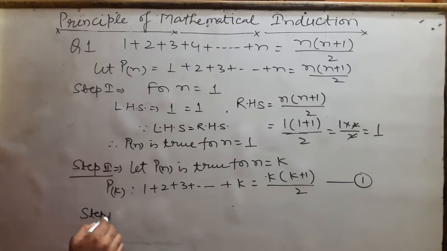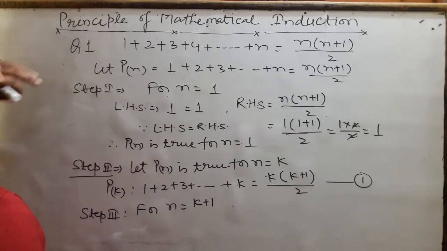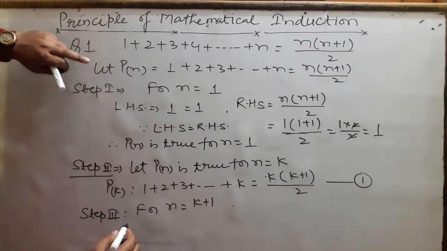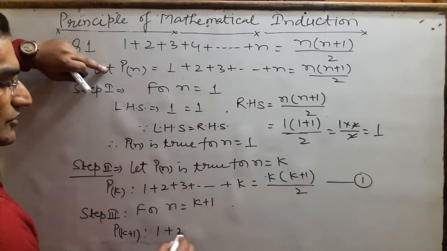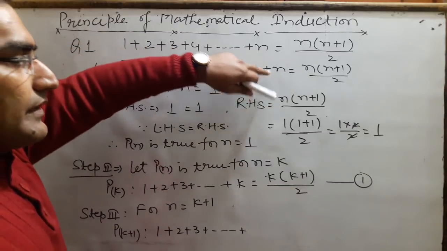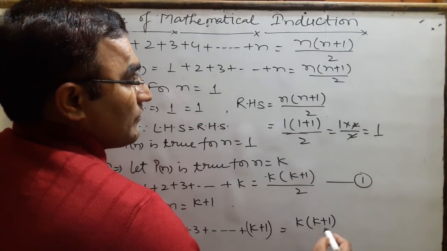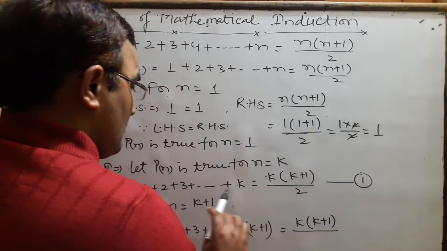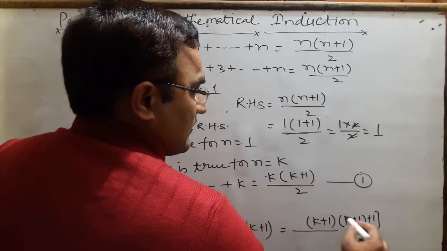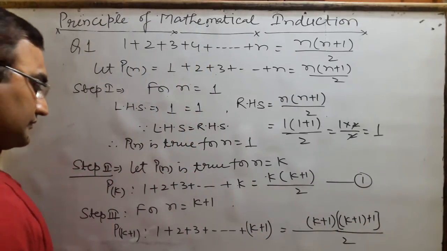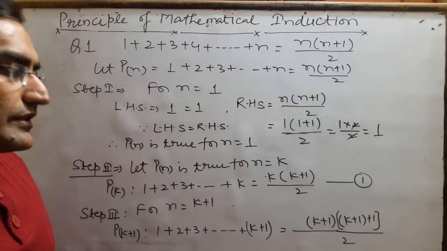Step third, for n is equal to k plus 1. Now substitute n is equal to k plus 1 in the given statement. It means Pk plus 1 such that 1 plus 2 plus 3 and so on, value of n is k plus 1, is equal to k plus 1 into value of n is k plus 1 plus 1 upon 2. Clear? Now we want to prove that LHS is equal to RHS with the help of equation first.